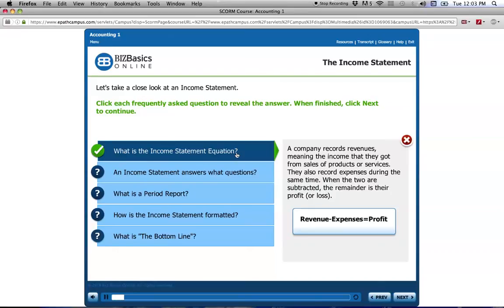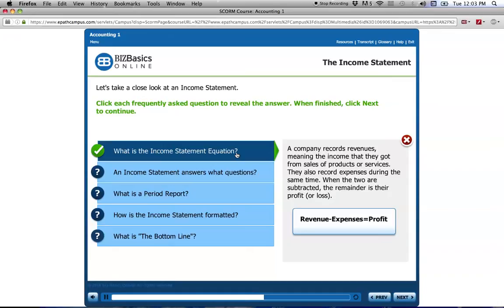Most people new to accounting understand this first equation from life experience. For a given period of time, say a month, a quarter, or a year, a company records revenues, meaning the income they got from sales of products or services. They also record expenses for the same period. When the expenses are subtracted from the revenue, the remainder is their profit or loss.